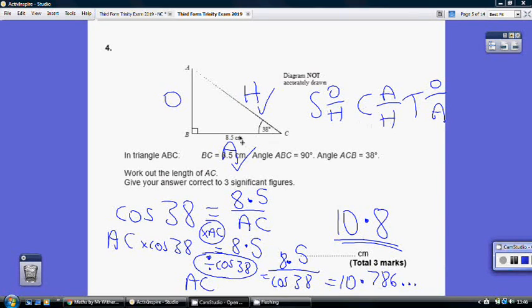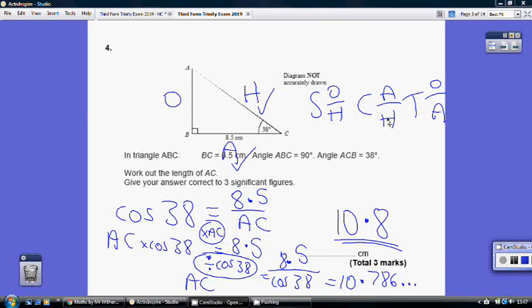So the 8.5 is adjacent to the angle. The length OB is our opposite side to the angle, and AC is the hypotenuse of the triangle. And on this occasion, the side that we know is the adjacent side, the 8.5, and we're being asked to work out the hypotenuse. So this question involves adjacent and hypotenuse.